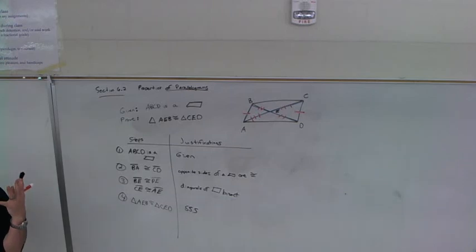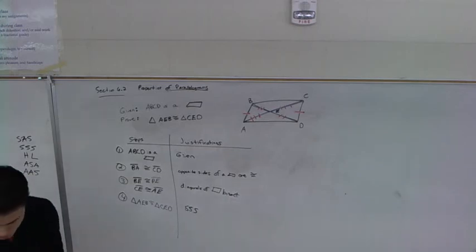What are the other four? So these are going to come back in chapter 7. SAS, HL, leg, angle, side. There's the five. So those will come back in chapter 7, they're pretty much the same. Alrighty, I think that's good.